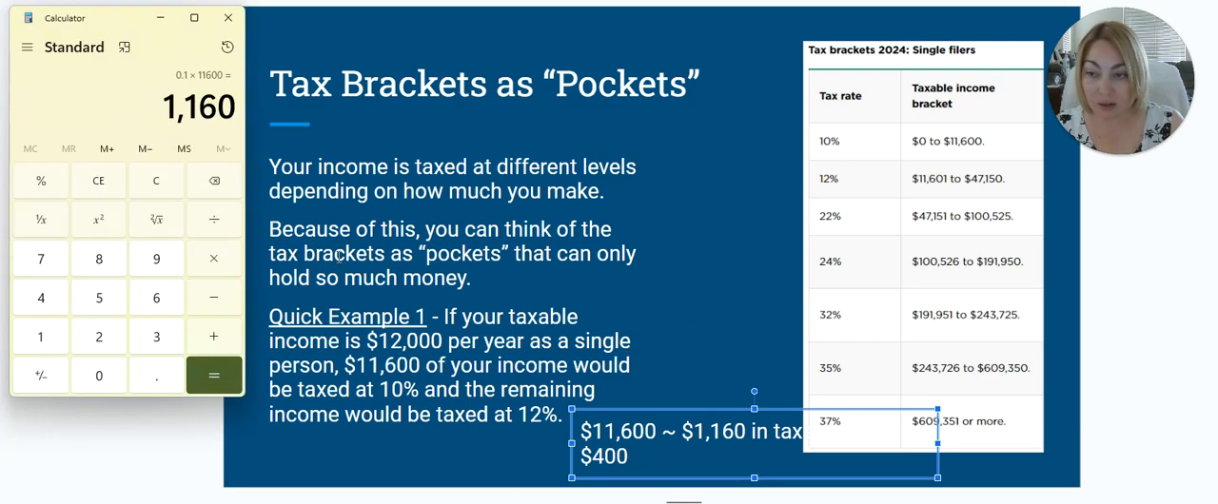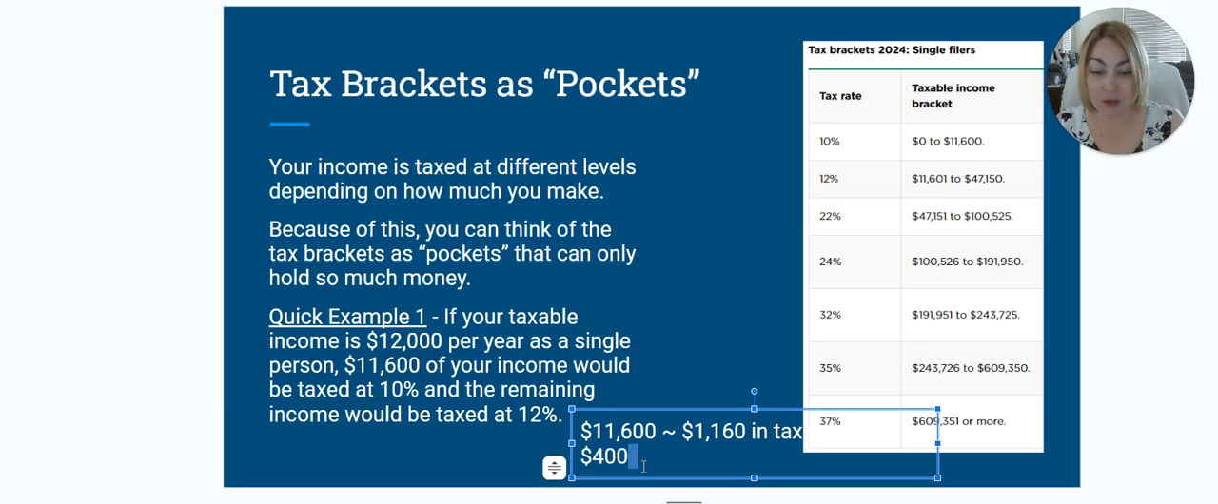So I'm going to pull my calculator back up. I'm going to clear it out. So I'm going to take 12%. I'm going to divide it by 100. That's going to convert it to my decimal. So now I've got 0.12. Now I'm going to multiply by 400. There we go, $48. So the $400 income, I would be required to pay $48 in tax.